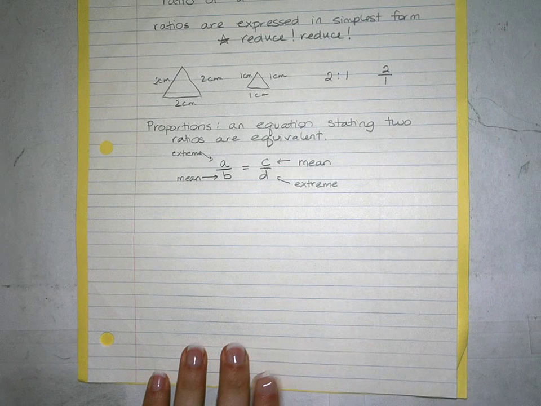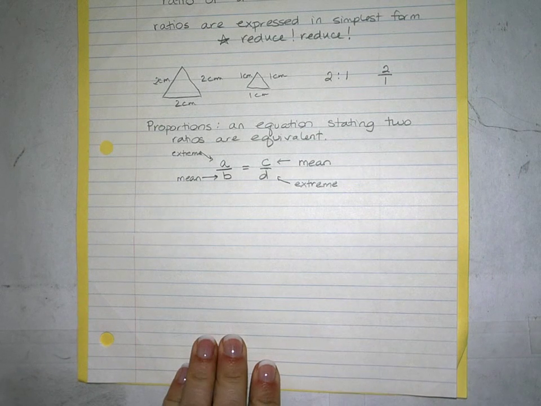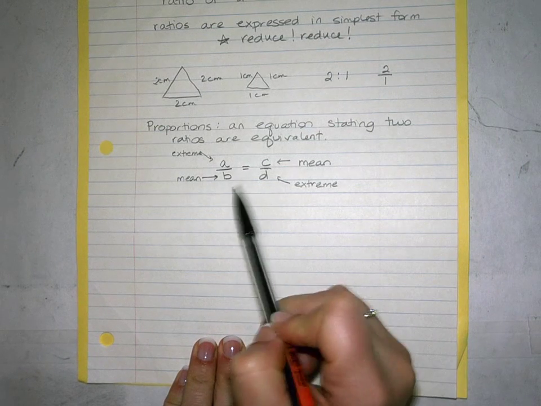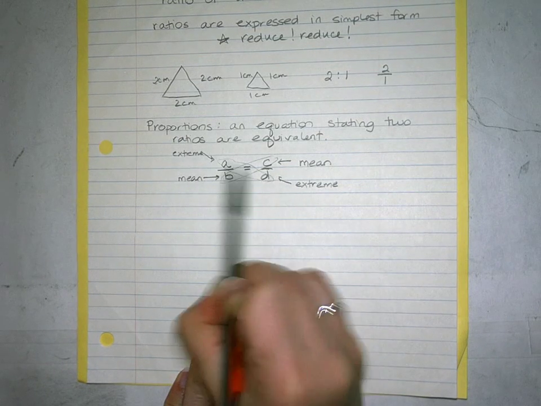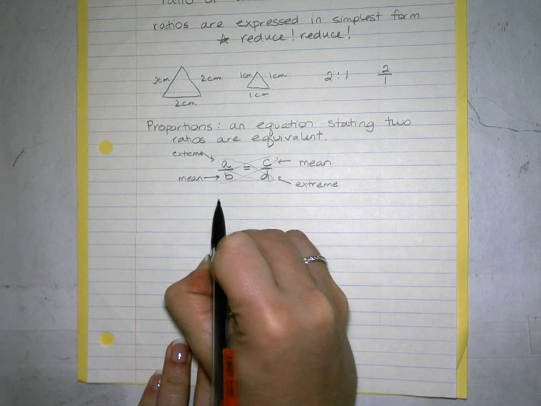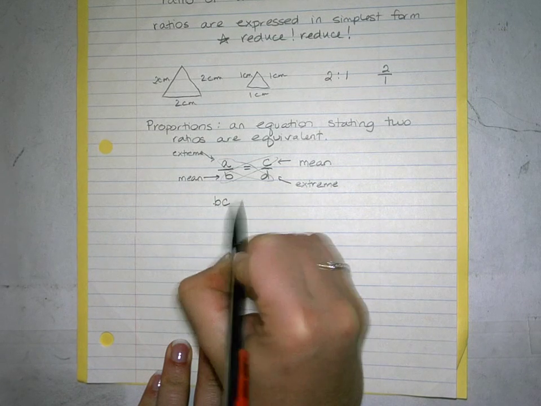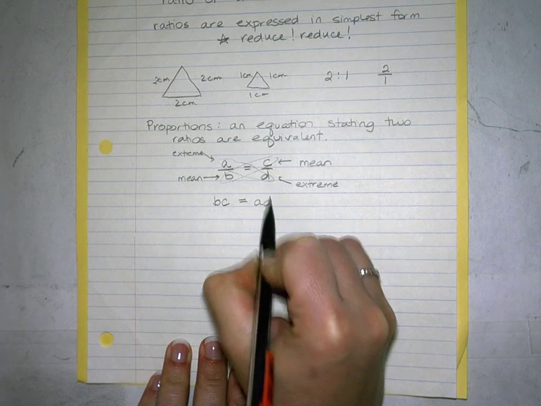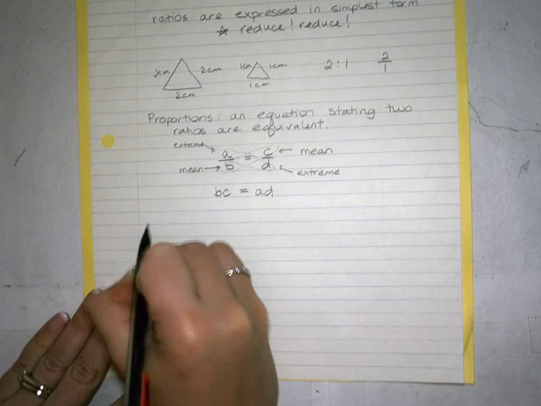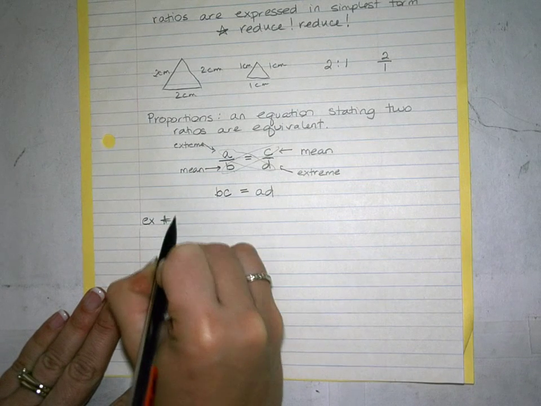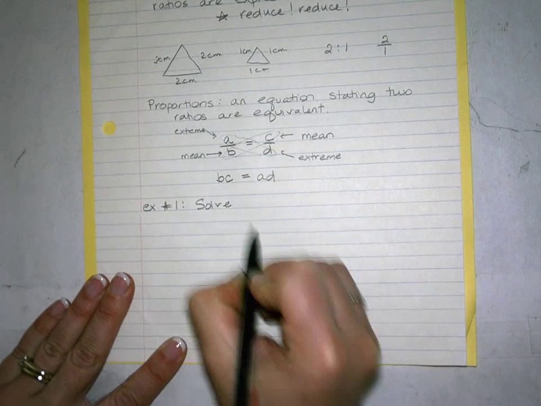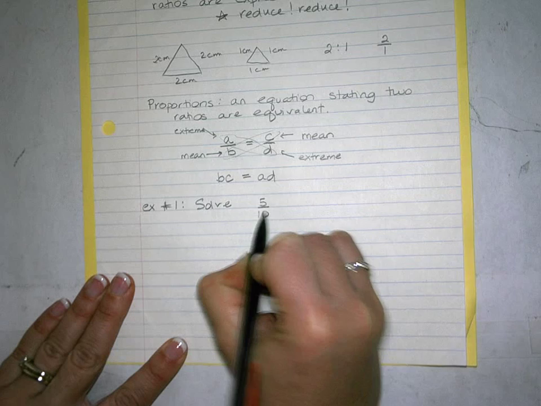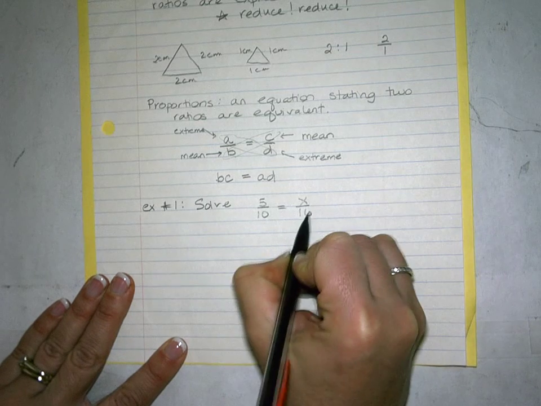So I don't know if you remember how to solve proportions. There's something called the cross product, or what's also called the butterfly effect, where we can multiply across and set these two pieces equal to each other. So we could say that B times C equals A times D. Do you remember that? So here's an example of how we actually solve proportions.